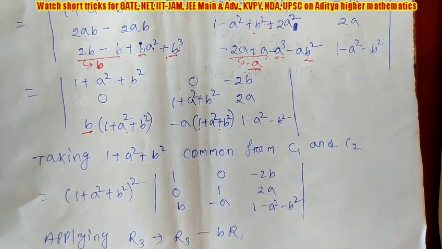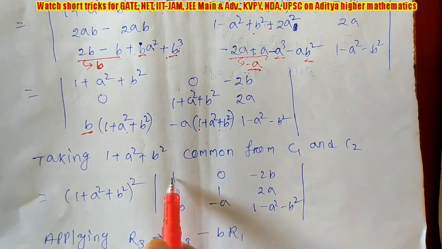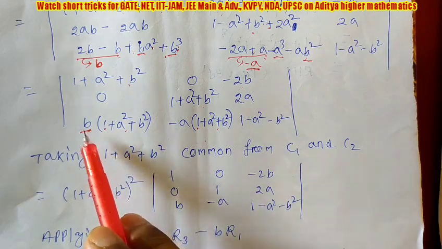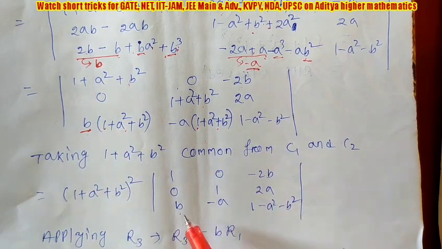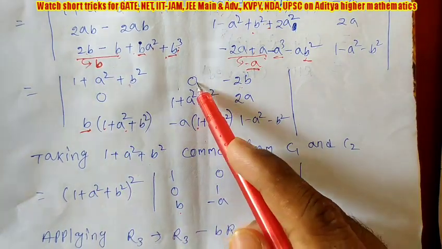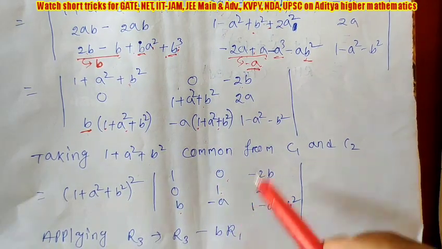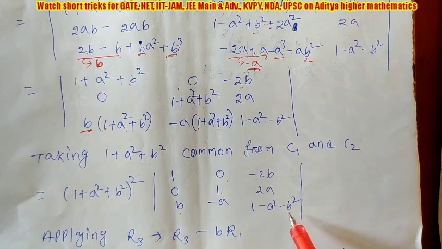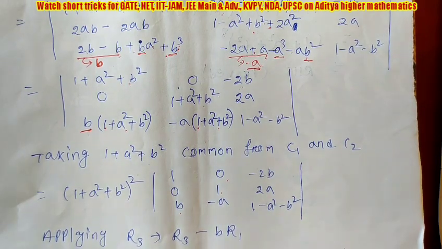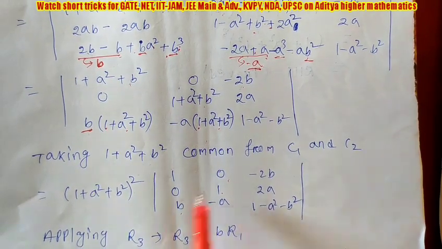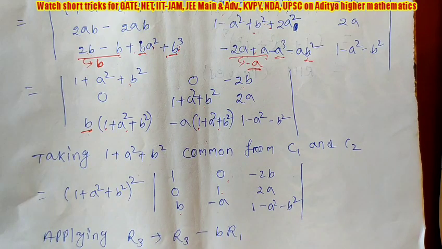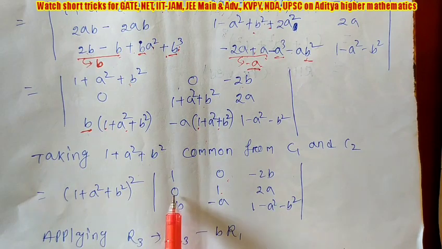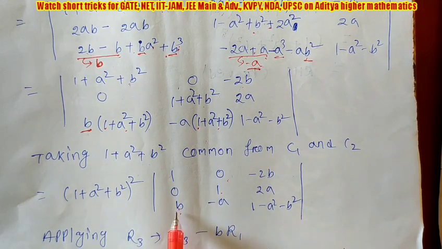Now what will we get in column 1? Since you are taking it common, you will get 1, 0, but the remaining b you will get in the third element in the first column. Here same: 0, 1, minus a. Now see the third column: minus 2b, 2a, 1 minus a square minus b square. Now you got 2 zeros. If we can make 1 more 0 in this column, then we can easily expand, because already we got 1, 0 in a column. So how to expand this?